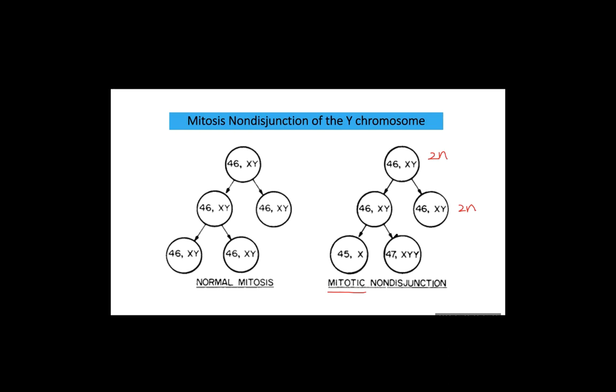Therefore, an abnormal chromosome number can be formed. In this case it is 47, and it has 44 plus XYY. And the other daughter cell loses one sex chromosome to the other daughter cell. Therefore, 2N equal 45 plus XO.